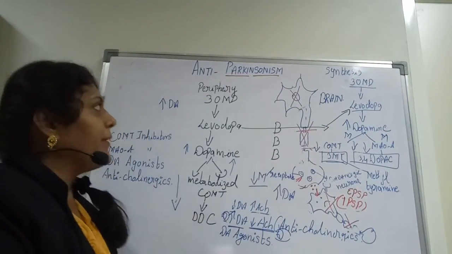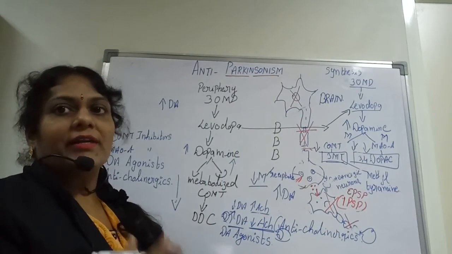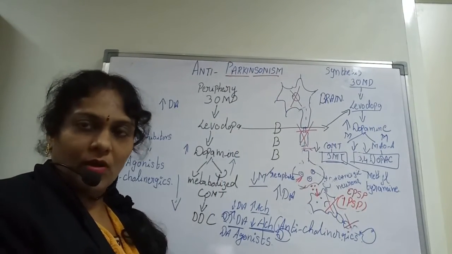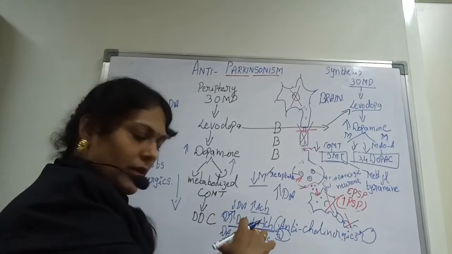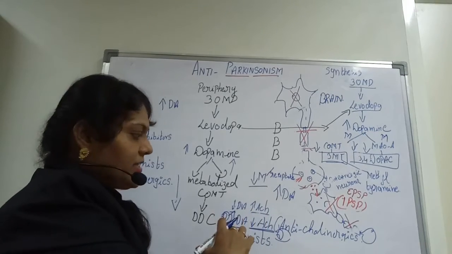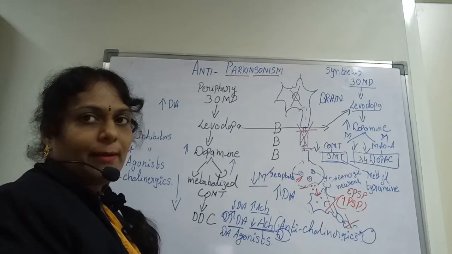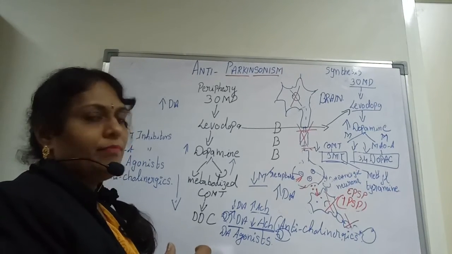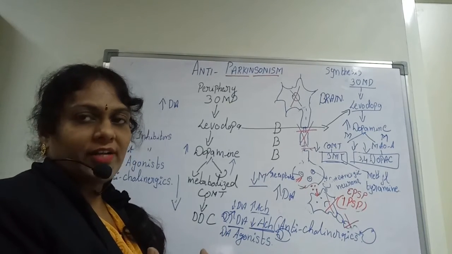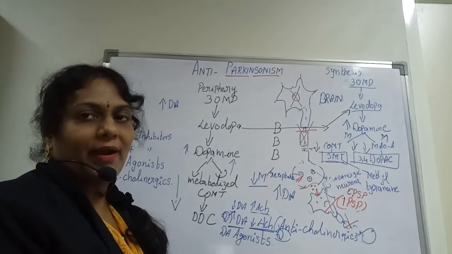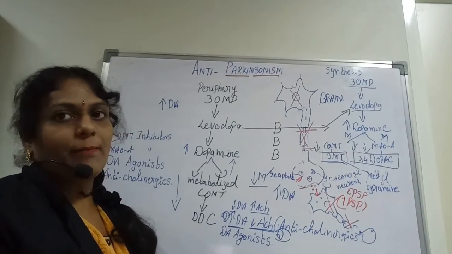So coming to the main topic now, what are antiparkinsonism drugs? Antiparkinsonism drugs are the pharmacological agents which are used to decrease ACh or to increase DA by decreasing the metabolic activities done by COMT and MAO, so that the reuptake and metabolism are reduced, facilitating dopamine onto the GABAergic neurons. So this can be the definition of antiparkinsonism.